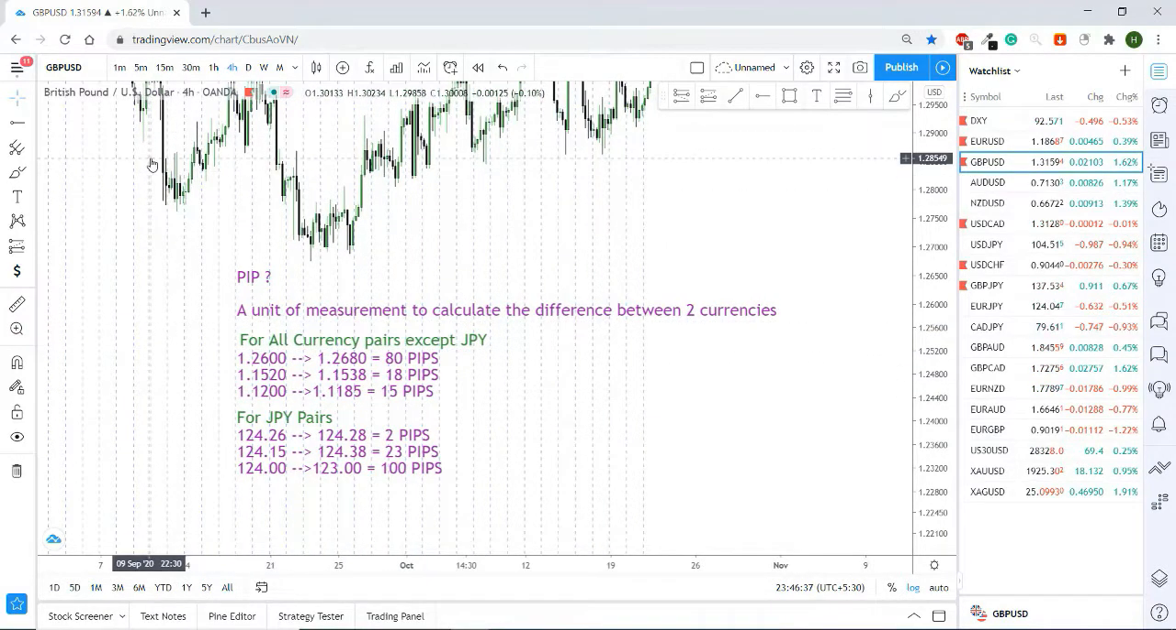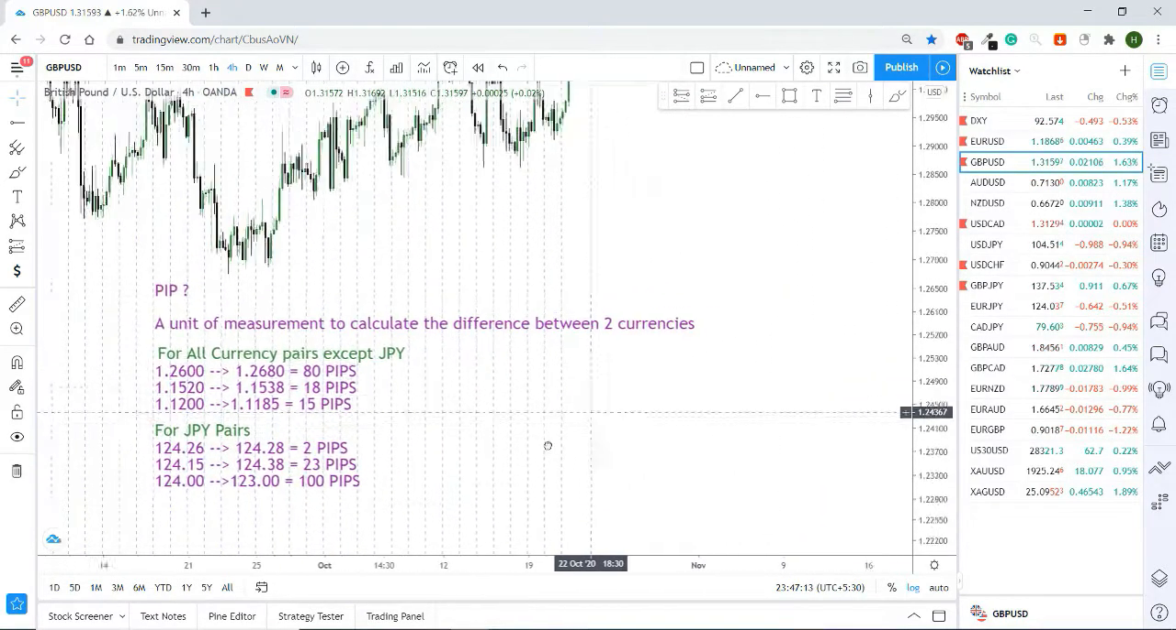First of all, any chart in Forex is a combination of two currencies. The price moves with respect to one currency. I'm in this GBP USD chart, which means the price of a pound with respect to a US dollar. The ratio is shown on the scale on the right side of the chart, and we will be calculating pips based on that.